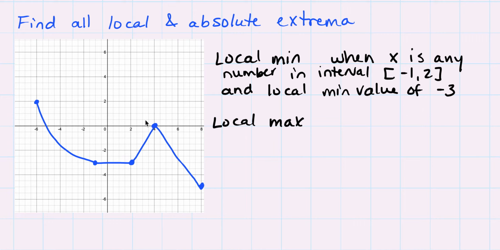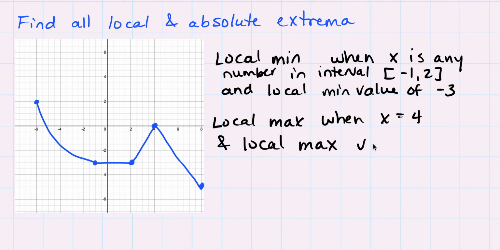We have a local max when x is equal to, not 0, excuse me, 4. When x is 4, and the local max value of 0, because that's the top of this little hill.